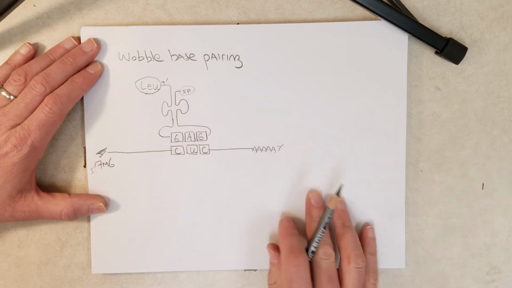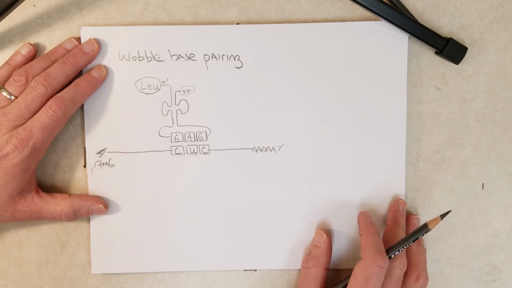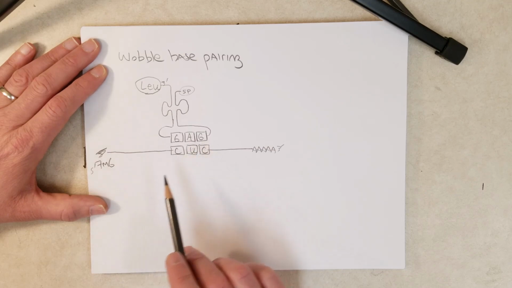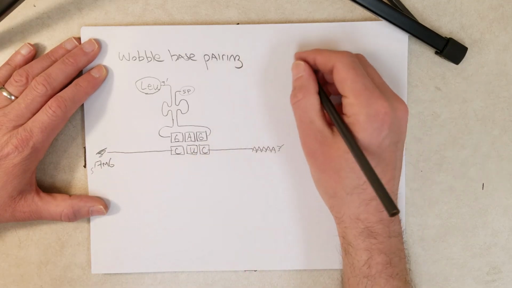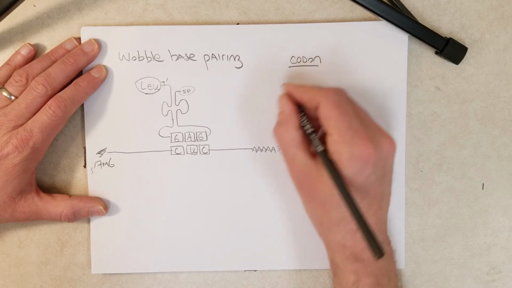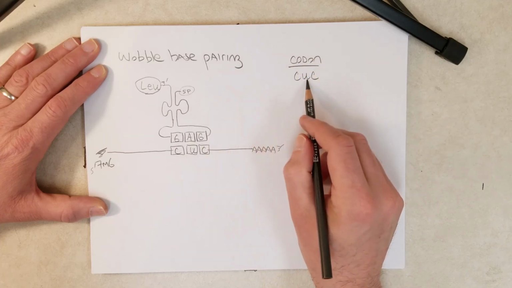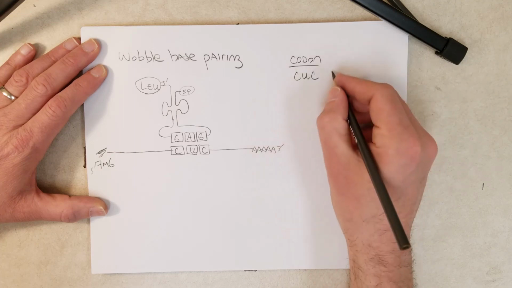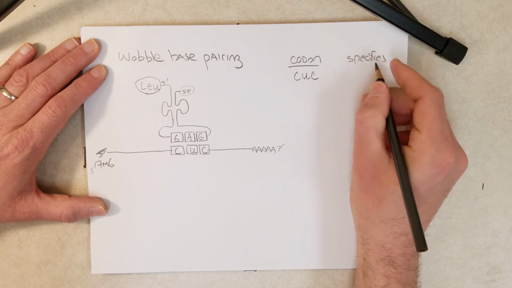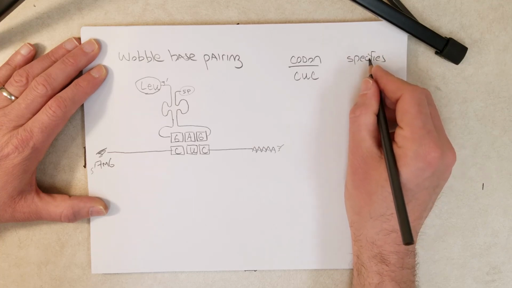This is just the standard Watson-Crick base pairing that we've covered when we covered the structure of DNA. G pairs with C, A pairs with T in DNA, but U in RNA, G pairs with C. So the codon here, CUC, if we look this up in a table of the genetic code, you would see that CUC specifies leucine.